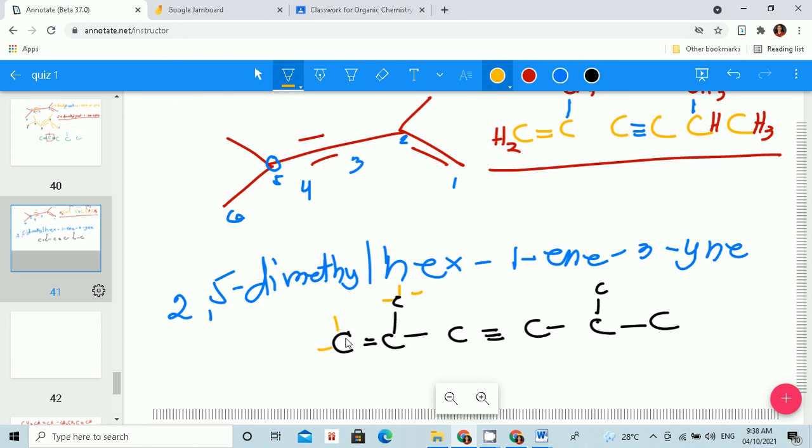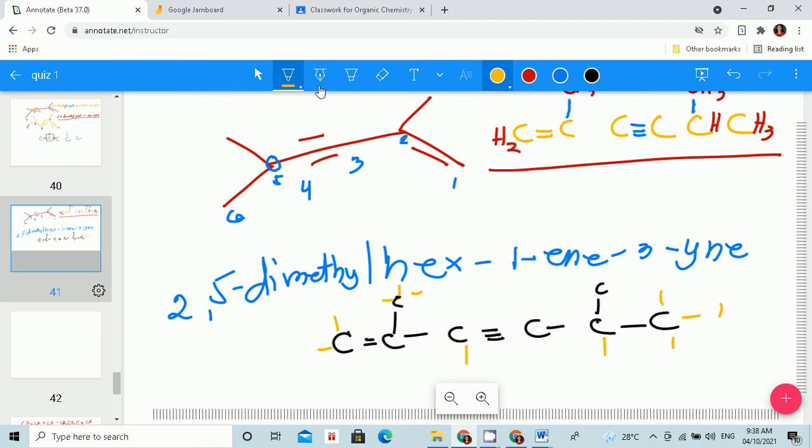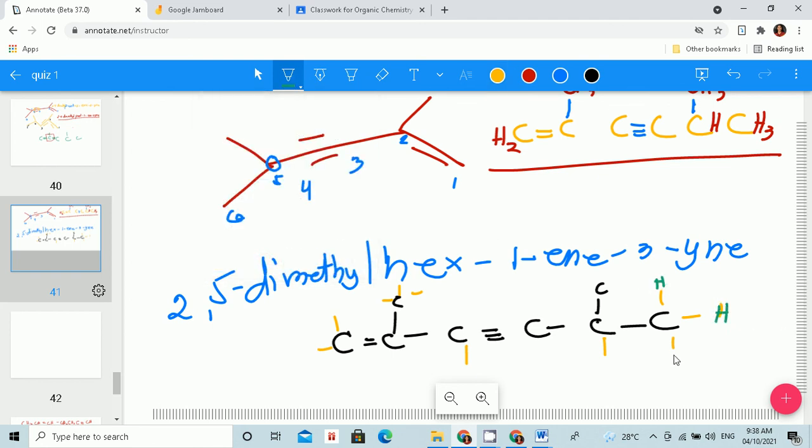Then let's distribute each. Then we have this one. Okay. Then let's write the H. Let's distribute. So we have H, H, H, H. And then this one too has an H. H, H, H. Then H, H, H, H, H, H. Okay, you see this one, class? This is our complete structure.